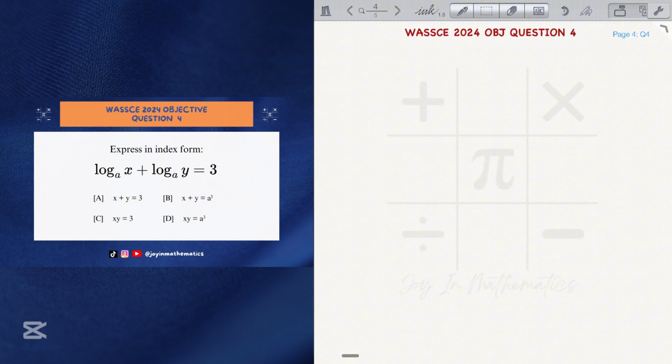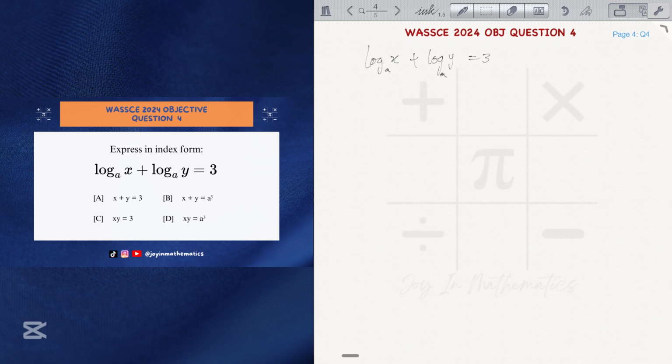WAEC 2024 objective question number 4. We're asked to express in index form, and we are given a logarithm expression: log x to base a added to log y also to base a is equal to 3.